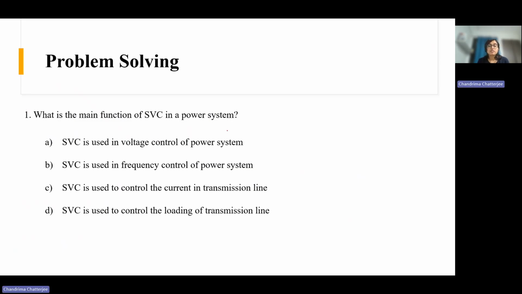So now we can start the problems. The first question is, what is the main function of SVC in a power system? So that we already discussed. SVC is used in voltage control of power system, in frequency control of power system, to control the current in transmission line, and lastly to control the loading of transmission line. So obviously here the first option is correct. We use SVC to control the voltage.